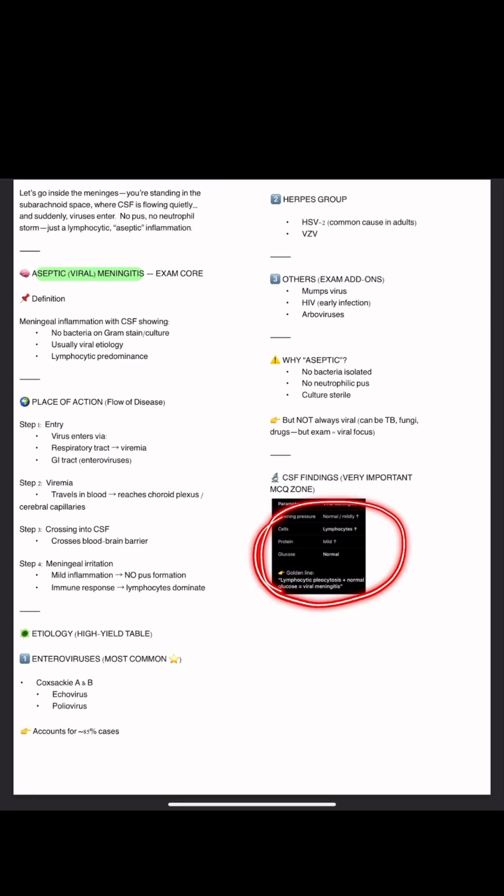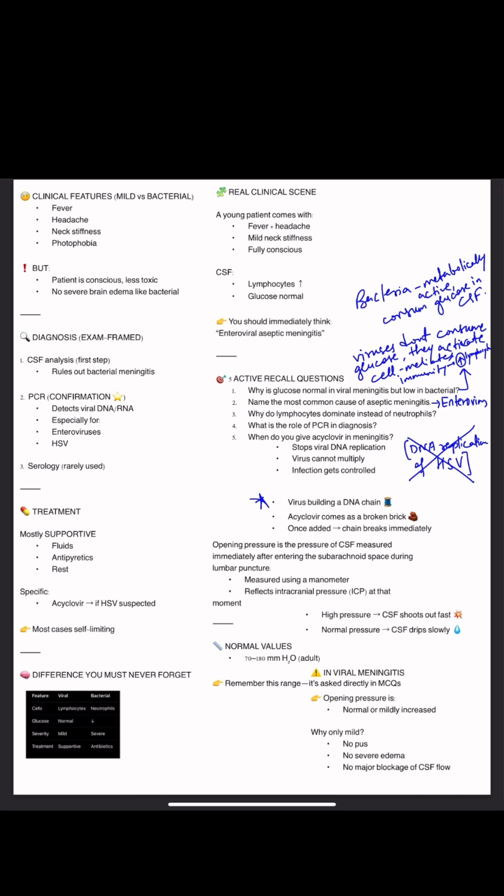Now, let's see the whys and hows of this condition. The clinical features of viral meningitis are mild: fever, headache, neck stiffness, photophobia. But the patient is conscious and less toxic. There is no severe brain edema like that in bacterial meningitis. The diagnosis is made through CSF analysis, which rules out bacterial meningitis. PCR is a confirmatory test that detects viral DNA and RNA, especially for enterovirus and herpes simplex virus. Serology is rarely used. The treatment is mostly supportive and no antibiotic is given.